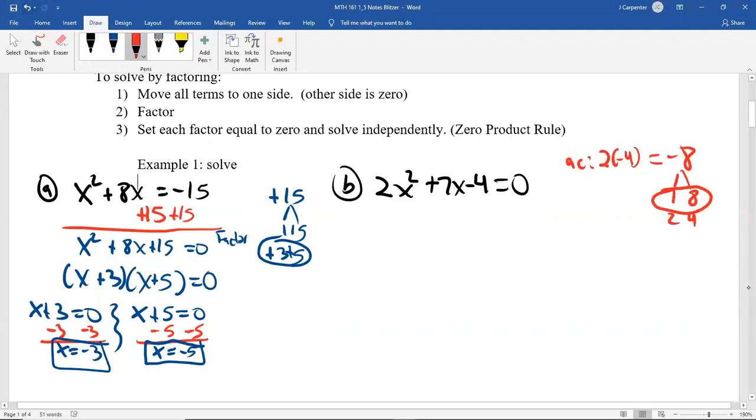But we've got to make sure that difference is a positive 7. If you go positive 1 and negative 8, that would make a negative 7. So make sure that you get your sign orientation correct, because that one little error would screw everything else up.